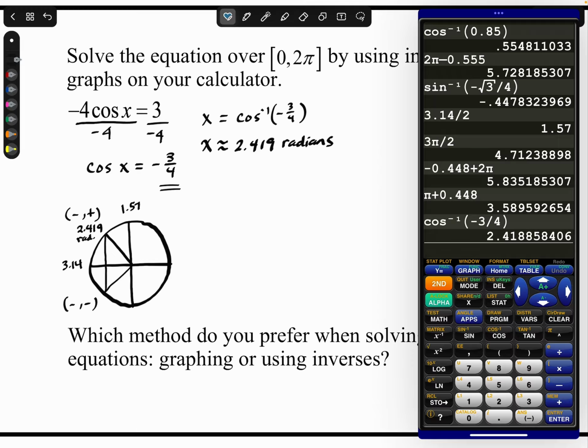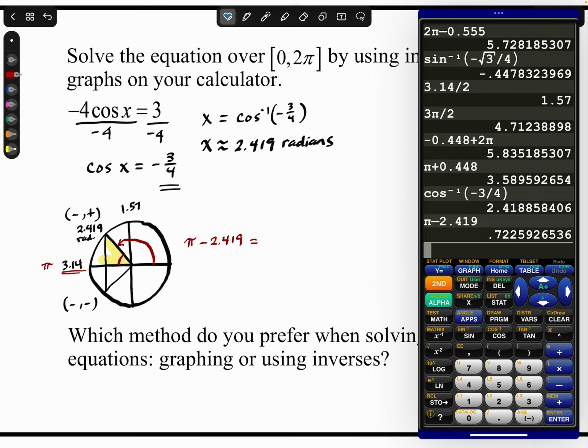But if we wanted to find the second one, we would just need to figure out what our reference angle is. What is the angle that's left in between here? Because from here to here was 2.419. So if I want to figure out the rest of it, I want to take my pi radians. Let's do pi radians minus 2.419 to figure out what that missing piece is, or our reference angle. So pi minus 2.419, we get about 0.723.